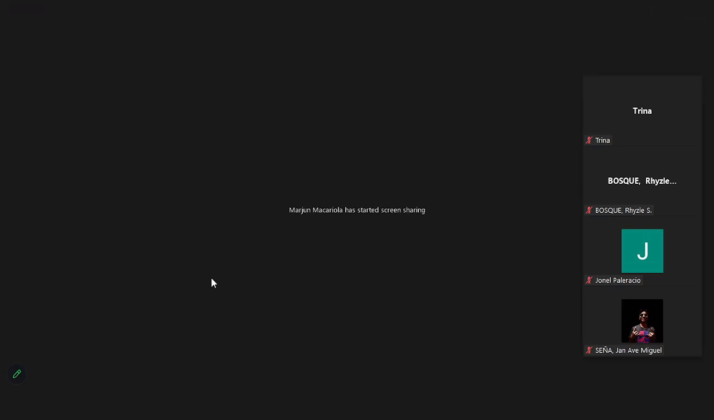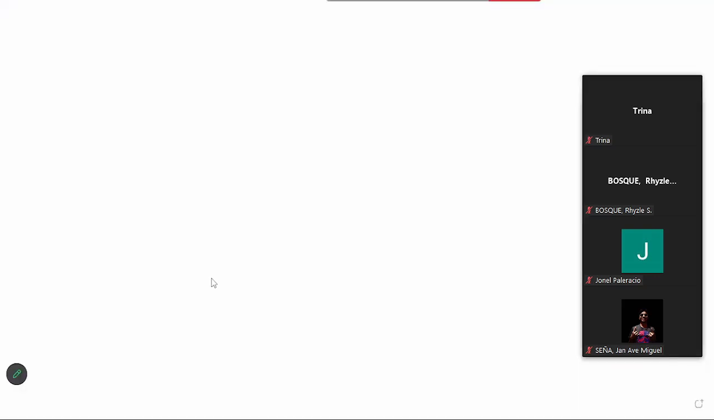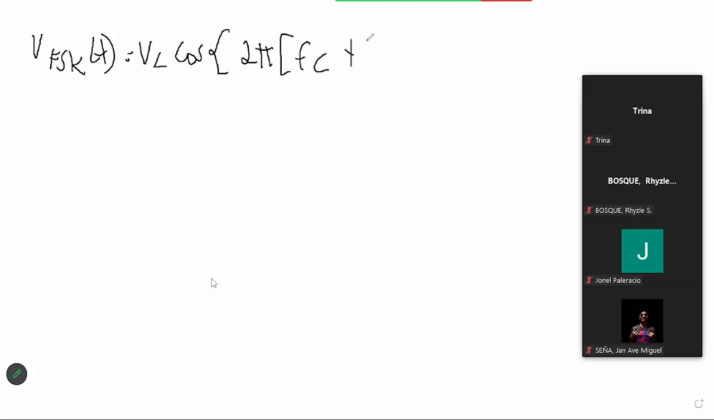Okay, so the general expression for FSK is V_FSK(t) equal to Vc cosine 2 pi (fc plus Vm(t) delta f) t.